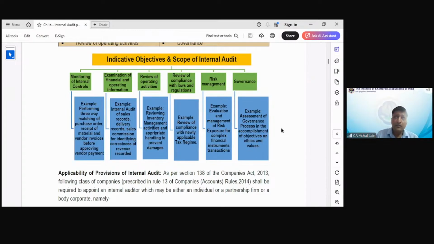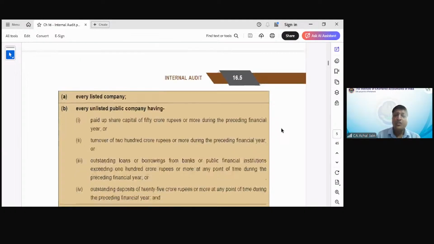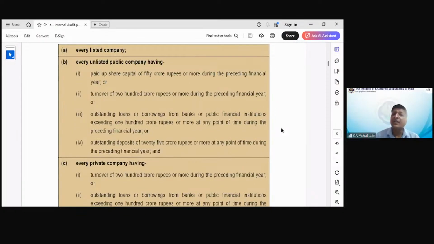Internal auditor can be an individual, can be a firm, or can be a company also, a body corporate. Unlike a statutory auditor, there is no mandate that the internal auditor has to be a chartered accountant in practice. Anyways, we'll talk about it. Now, what is the requirement for internal audit? Every listed company.